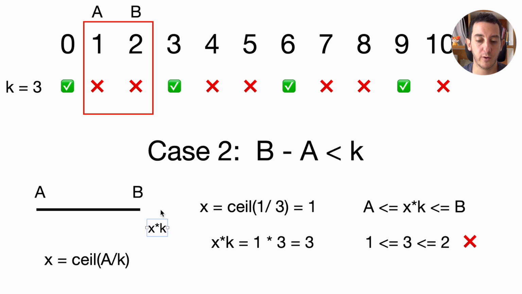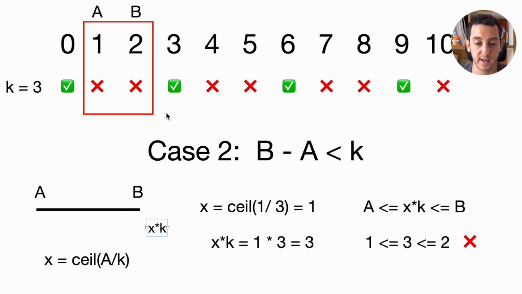This is the closest divisible number by K that is bigger than A, right? So this expression would be important on all the cases, and we're going to divide A by K and take the ceil, meaning the upper integer of that division, and that will give us the closest number that is divisible by K to A, right?